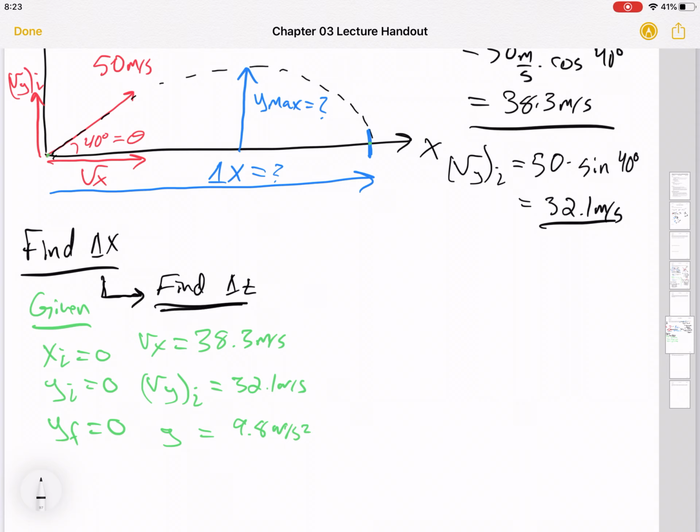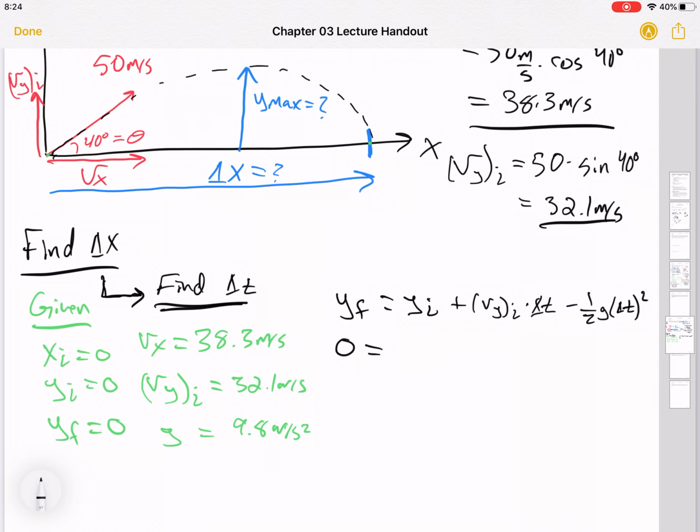So the equation we decided we were going to use is y final equals y initial plus vy initial delta t minus half g delta t squared. Y final is 0, we're at the ground ultimately. Y initial is also 0 because we started at the ground. Vy initial is a positive 32.1 meters per second times delta t, minus half times 9.8 times delta t squared.